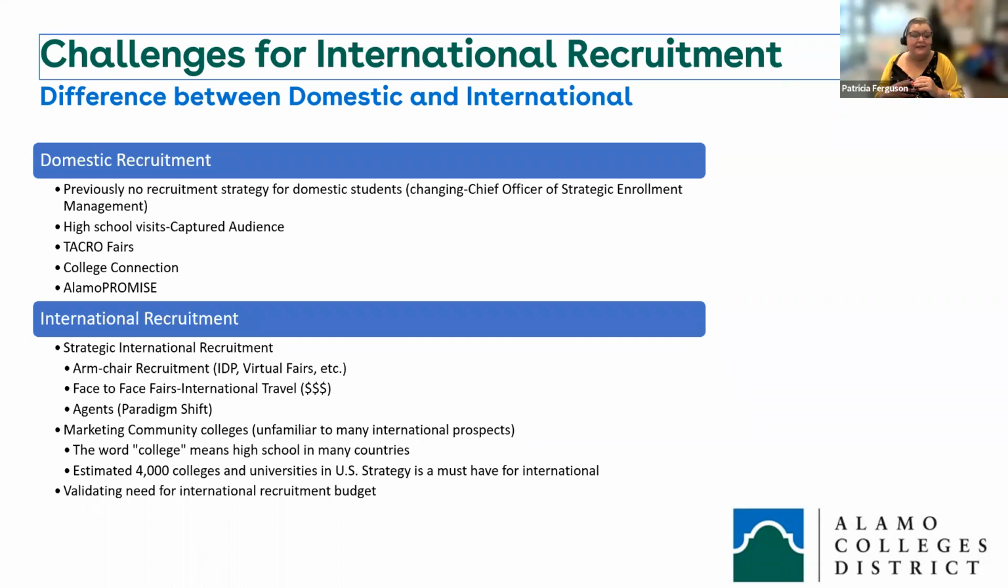The marketing of community colleges was so different because many international prospective students don't understand the concept of community college, and the word college in a lot of countries means high school. So it's like you're wanting me to go to high school. I already went to high school. Since I first started in 2009, I've seen the increase of knowledge in different countries, which is great. We have an estimated 4,000 colleges and universities in the United States.